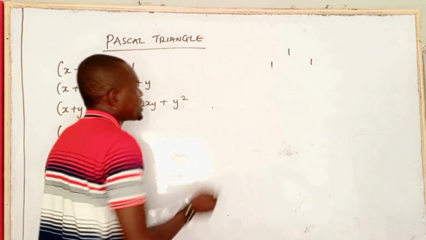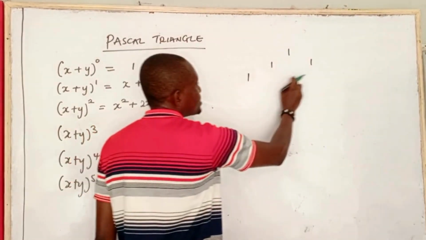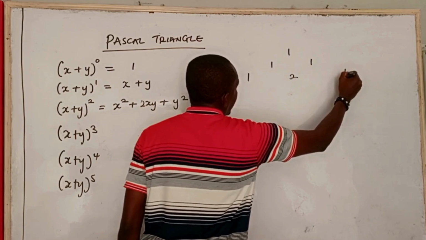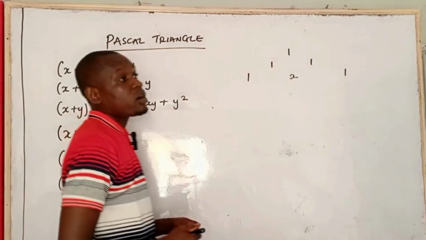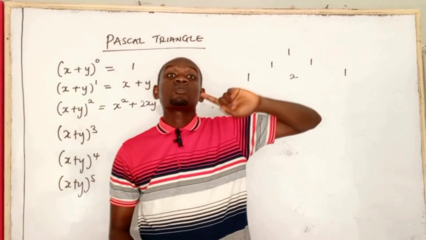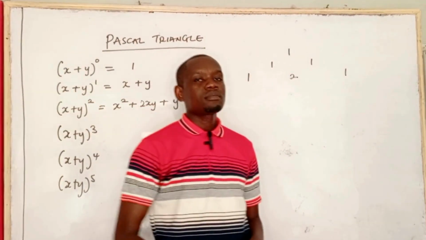Now, how do we get that? All you need to do is, you have your 1, then add this one and this one, which will give us 2. Then at the end is 1. Because when it comes to expansion, the coefficients always start from 1 and end with 1.